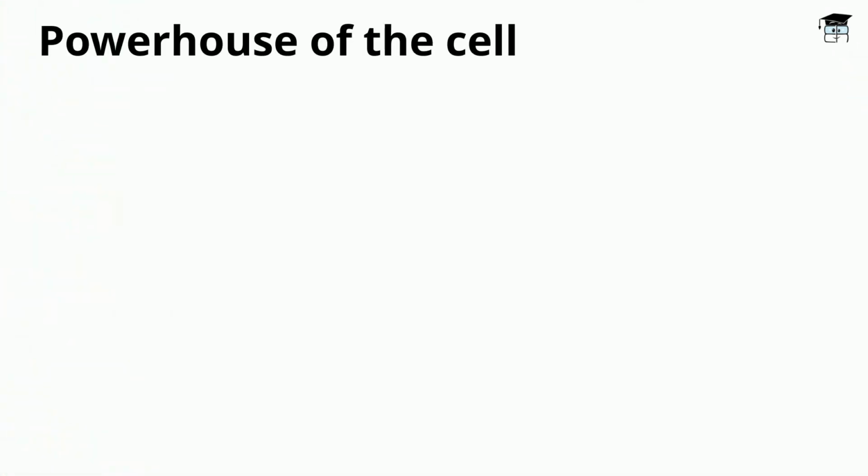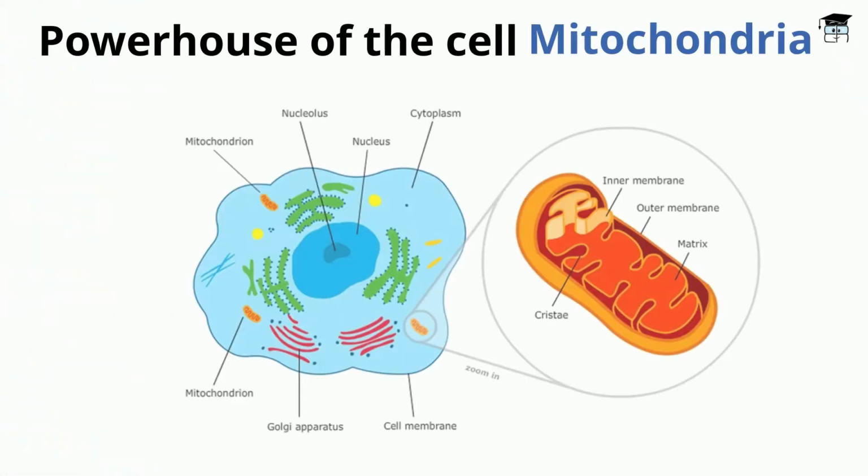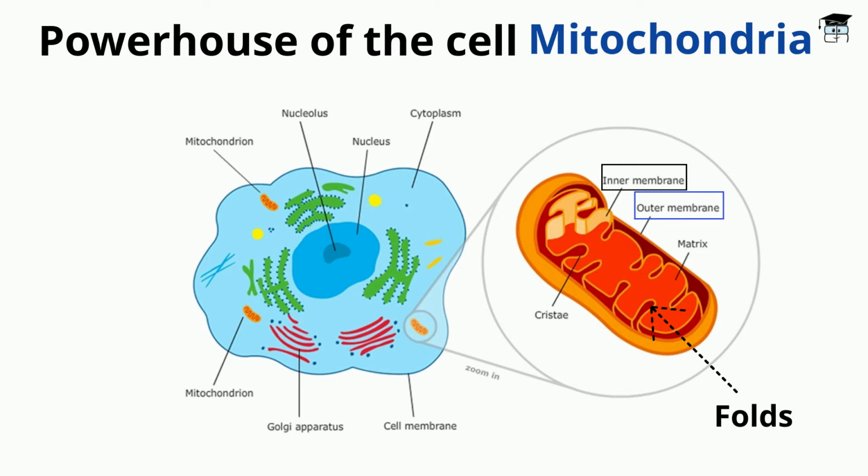Let's discuss the powerhouse of the cell, that is, mitochondria. Mitochondria is known as the powerhouse of the cell. Mitochondria have two membrane coverings. The outer membrane is porous while the inner membrane is deeply folded. These folds increase surface area for ATP-generating chemical reactions.